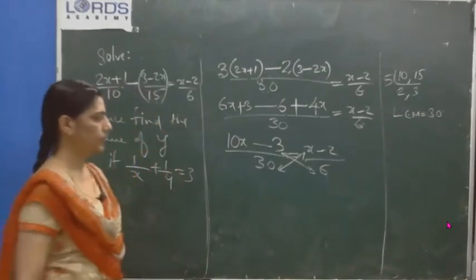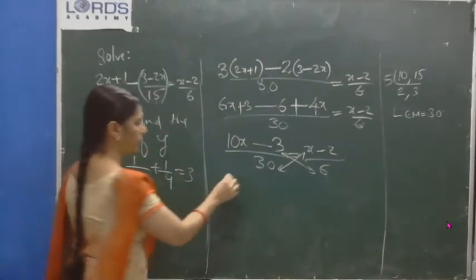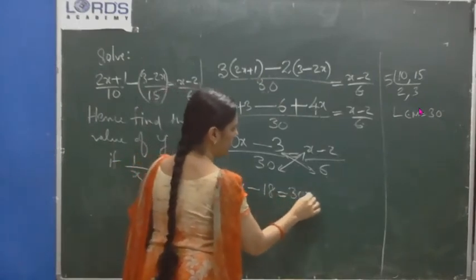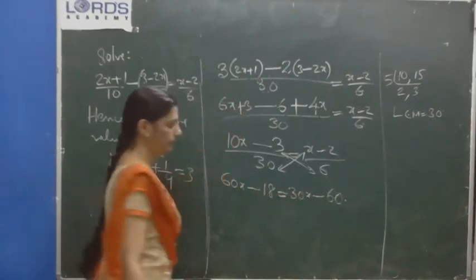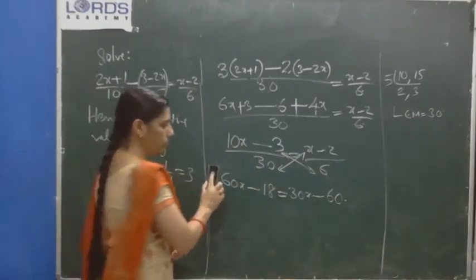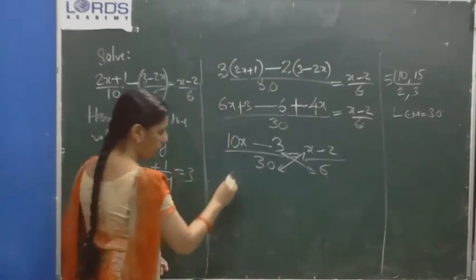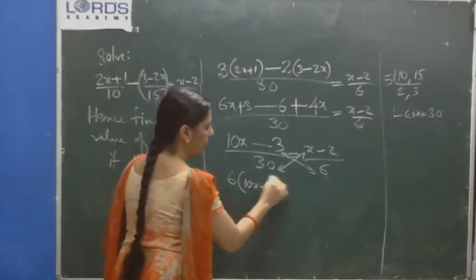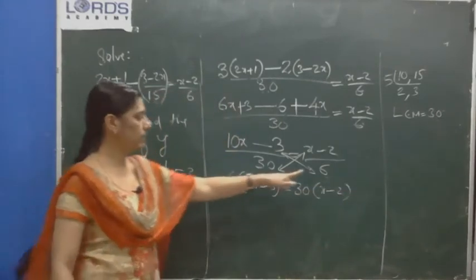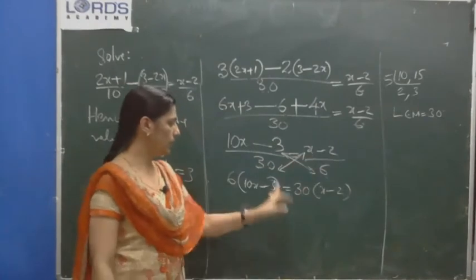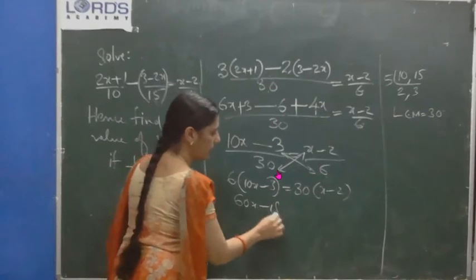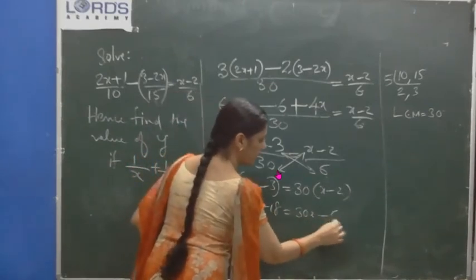Okay, cross multiply. 60x minus 18, 30x minus 60. How did I get 6 into 10x? Otherwise, you need one more step in between. 6 into 10x minus 3 equal to 30 into x minus 2. Cross multiplied: 6 with this one, 30 with this one. You should keep the bracket. Now open the bracket. 60x minus 18 equal to 30x minus 60.